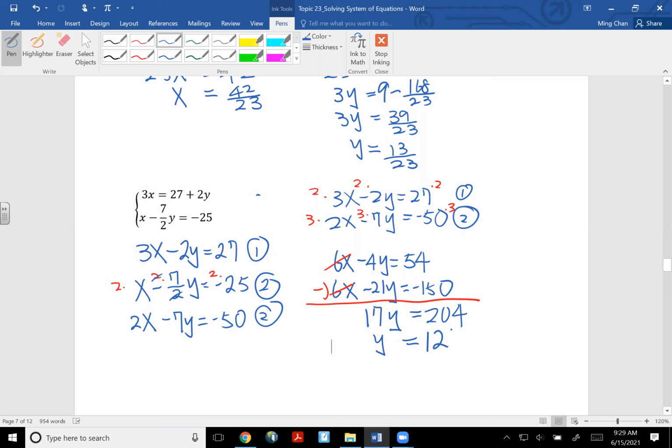All right. So once I got my y, I can substitute this y into any one of these equations I worked out, or the original ones. So if you want to just go back to the original ones, like this one looks kind of easy, right? You can go back to it. So I'm going to sub y equal to 12 into my original first equation. Whichever one looks easier, that's the one you go back to.